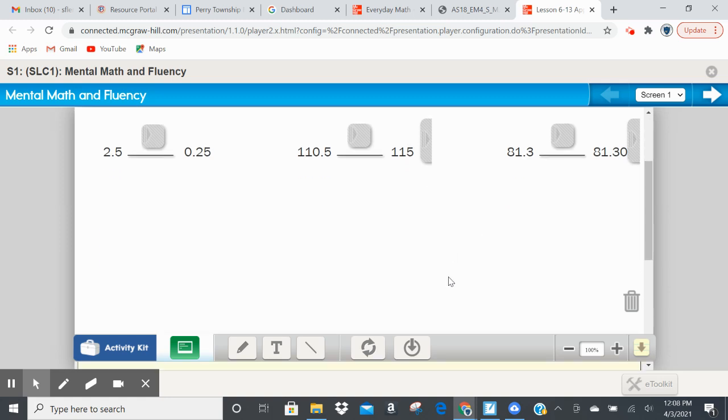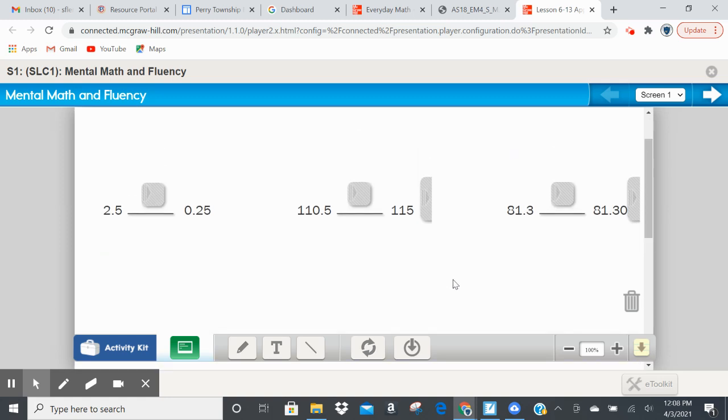Let's begin with some mental math. Today we're going to look at comparing decimals. So go ahead and give those three a try, and then we'll talk about them.